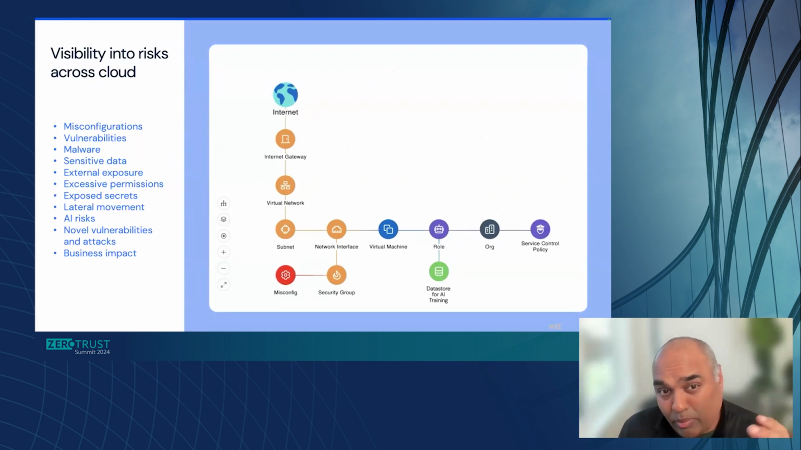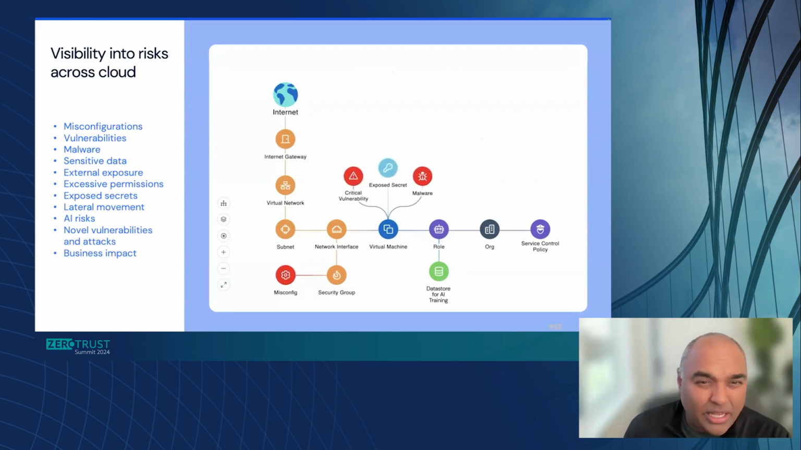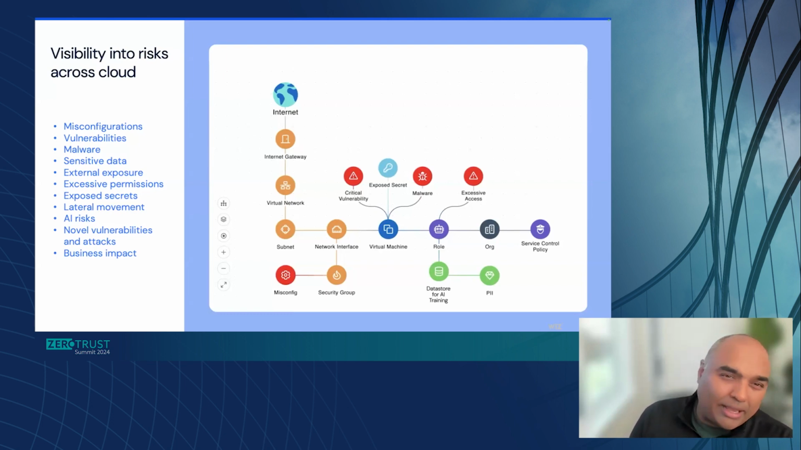Well, the next step, once you've gained visibility, is really querying this environment and understanding what the risks involved are. This could be understanding your misconfigurations, your vulnerabilities, your excessive identities, your data, your lateral movement risks, your AI risks, your external exposure, your sensitive data. Understanding all the risks in your cloud environment is the second step in your cloud maturity journey.